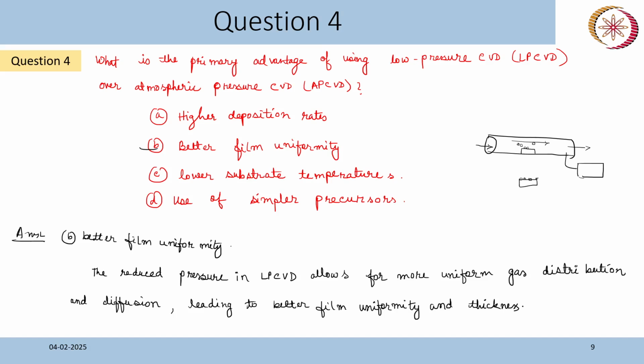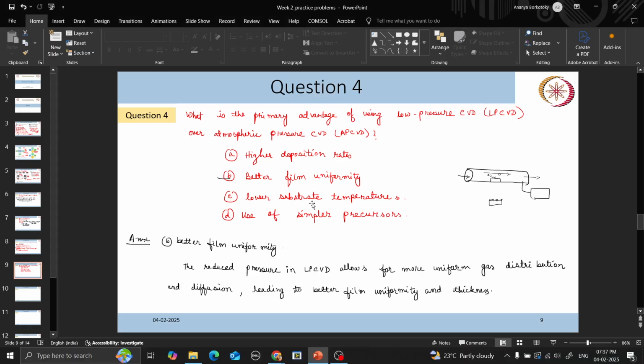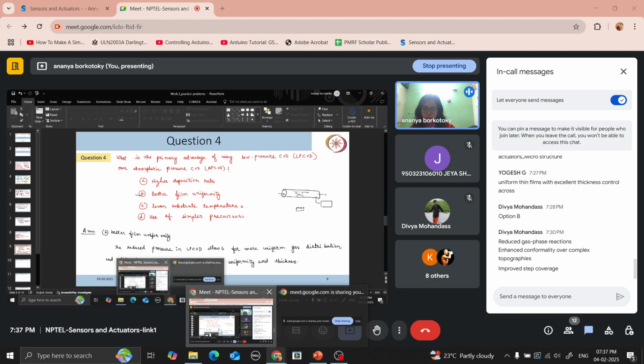So how do you ensure that it gives better uniformity? You characterize it, and you characterize it using atomic force microscopy. This is not part of the content that was discussed in this week, so I'm not going into details, but if you are interested, you can look for different characterization techniques that are used to check the film uniformity. Okay, I hope it is clear and there is no question.